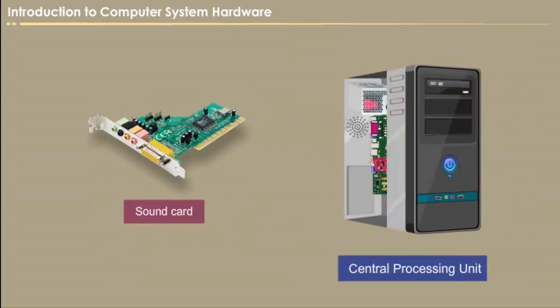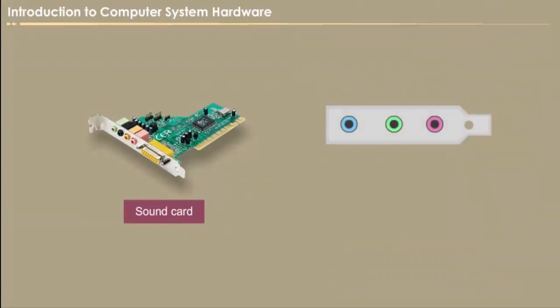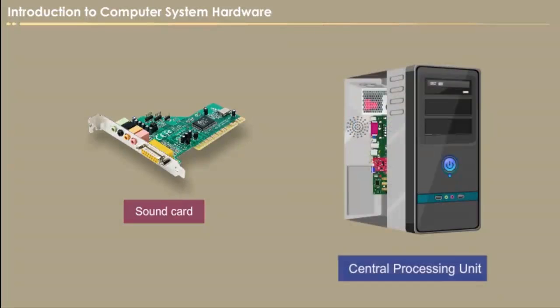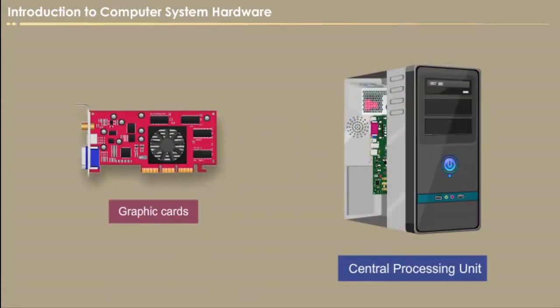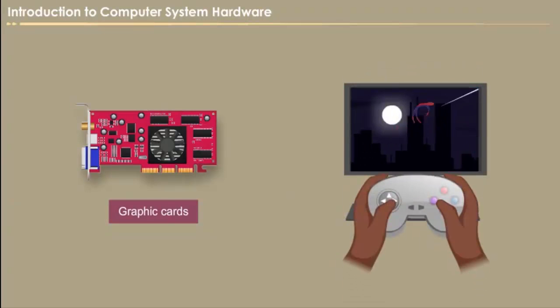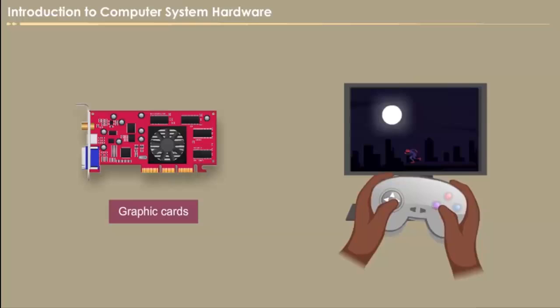Sound card. A sound card converts the digital data to analog sound waves that you can hear. The output signal is then connected to a headphone or a set of speakers. You can also use a sound card to record audio with the help of a microphone. Graphic cards. A graphic card is a type of display adapter or video card installed in computing devices to display the graphical data. It contains its own processing unit and memory.